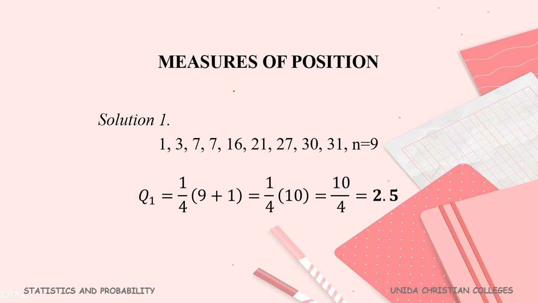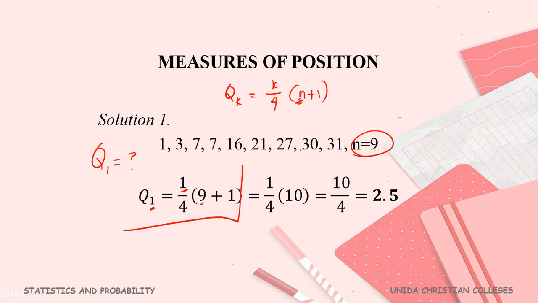So, ang formula po natin again for quartile, we have Q sub K is equals to K divided by 4 times N plus 1. So, since here we are solving for the first quartile, then your K will be 1. Divided by 4. And then, n po natin, which is 9, plus 1.